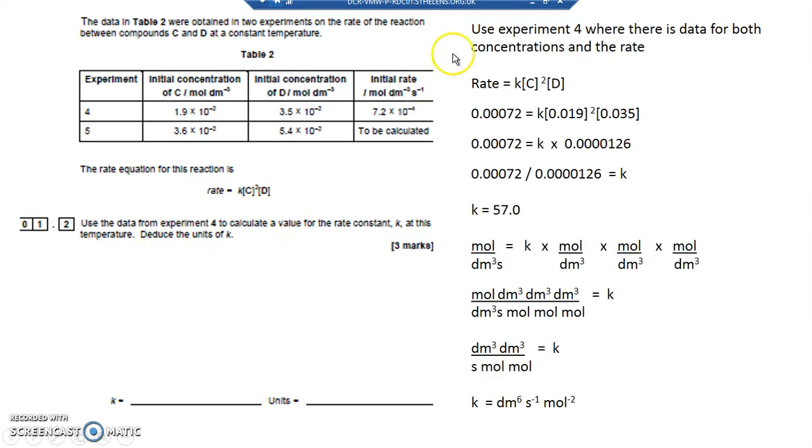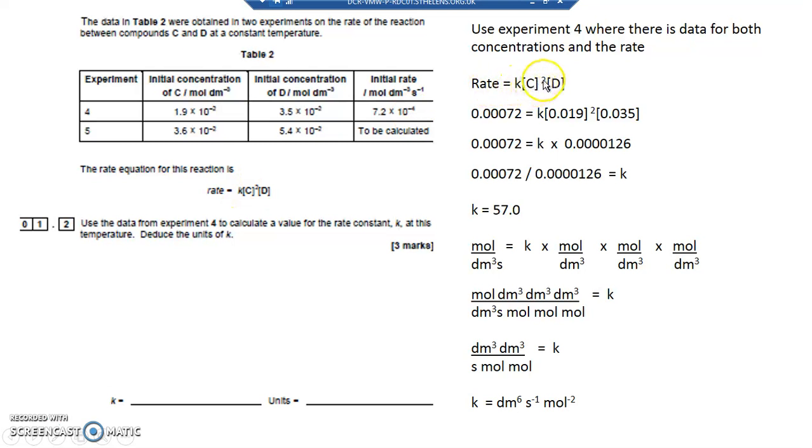Let's do spoilers again. So in experiment 4, there's data for both concentrations and the rate. So we've got everything in experiment 4. We've got the rate, 7.2 times 10 to the minus 4. We've not got the rate constant, K. We've got the concentration of C, so we can work out C squared, and we've got the concentration of D. We've got everything in that equation apart from the rate constant. So we put these numbers in, and we can work out the rate constant here.